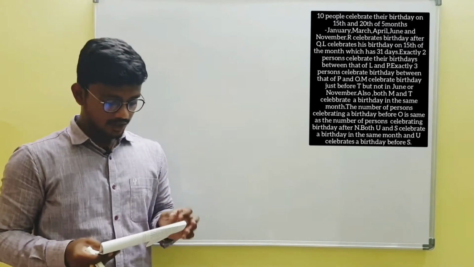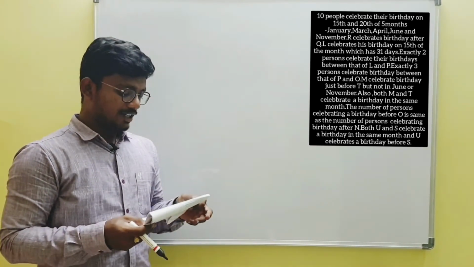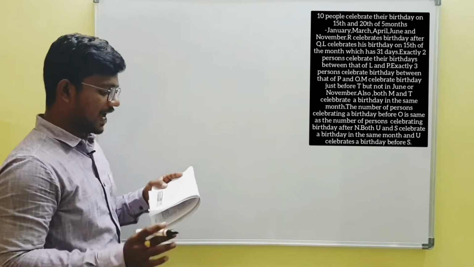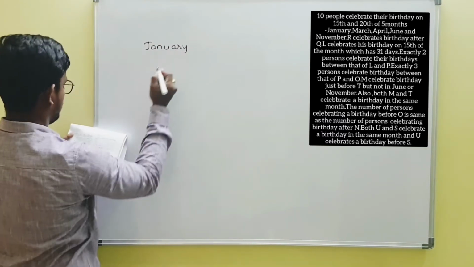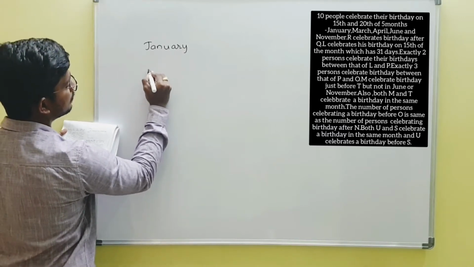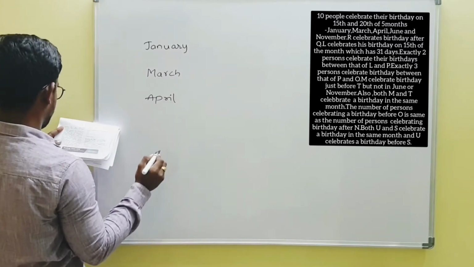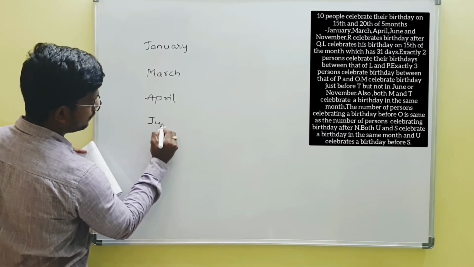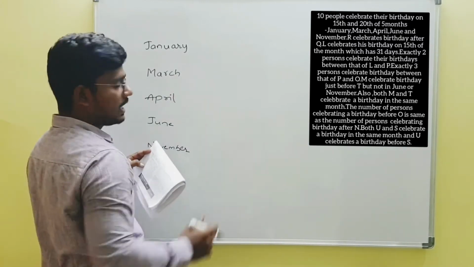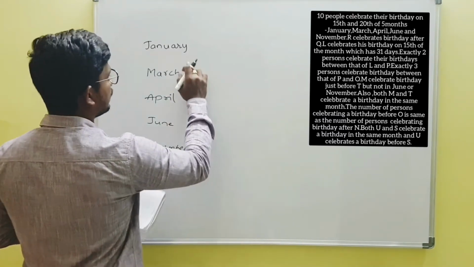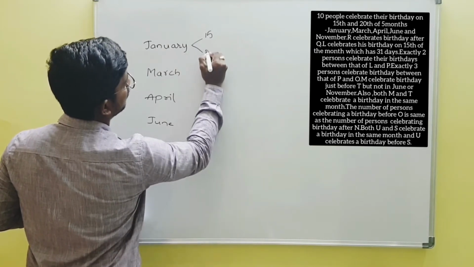Coming to the 21st question, 21st to 25th questions are a seating arrangement. The given seating arrangement is, 10 people celebrate their birthday on 15th and 28th of 5 months, January, March, April, June and November. 5 months and 10 persons. Here 2 days are given in each month, which are 15th and 28th.